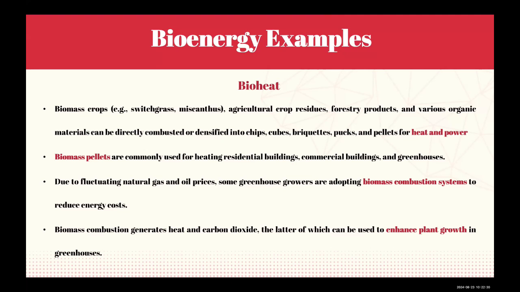Interestingly, biomass combustion not only generates heat, but also produces carbon dioxide. This carbon dioxide can be used to enhance plant growth in greenhouses, making biomass a dual purpose energy source in agricultural settings. In this way, we are giving CO2 to the plants, and at the same time, we're providing heat. So it's like hitting two birds with one stone. This is a very interesting application of bioheat.